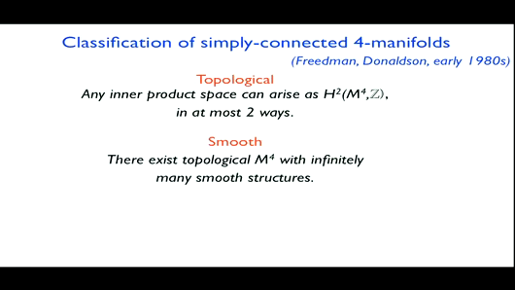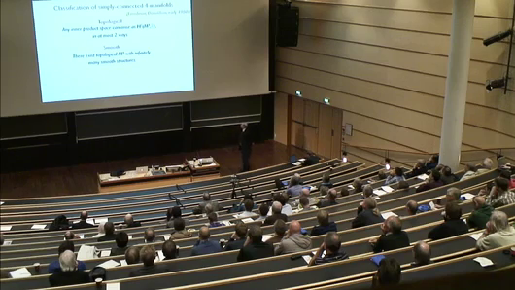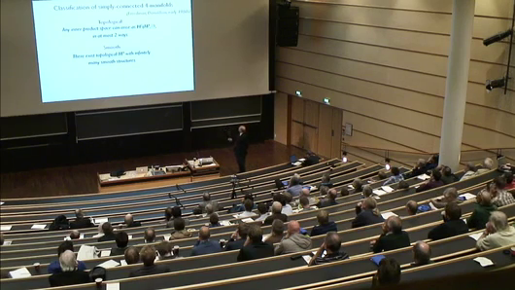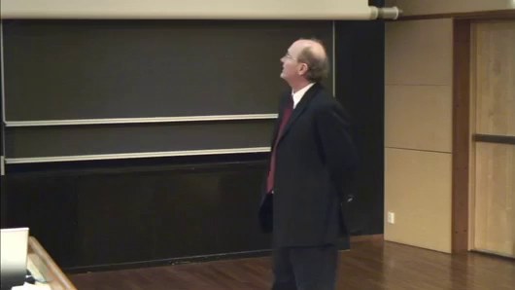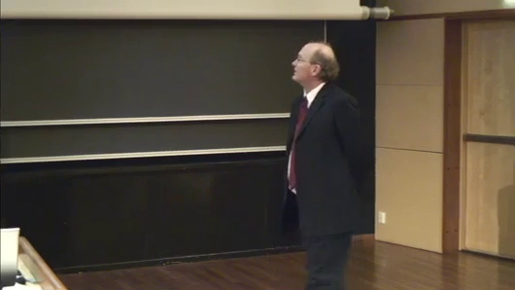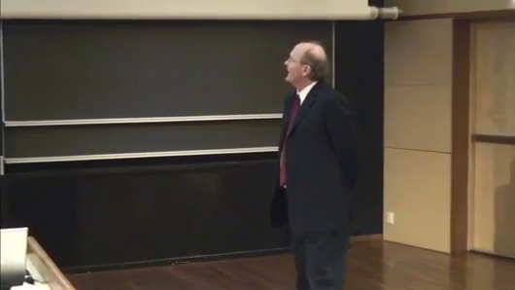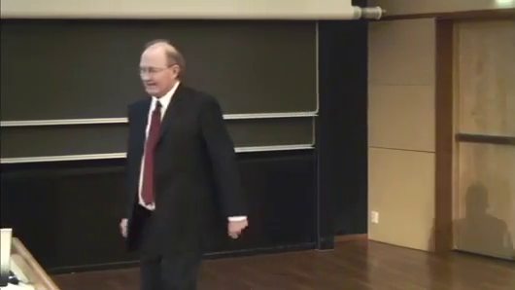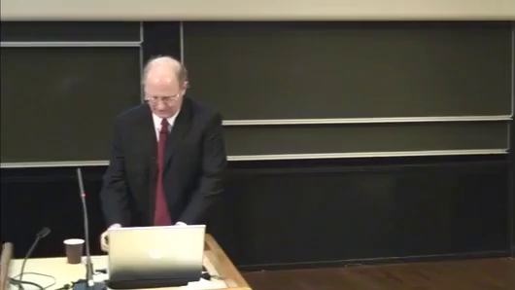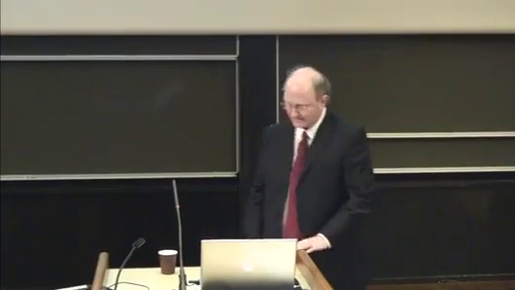Namely, Donaldson proved that there exist topological M4s. Well, more properly, I should say, Freedman and Morgan. In any case, in this circle of ideas that developed in the 1980s, it was shown that there exist topological M4s with infinitely many smooth structures. So the 7th sphere has analogs, although of a different nature, in 4 dimensions.